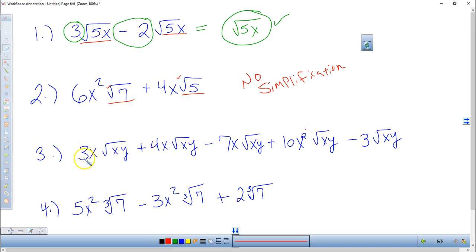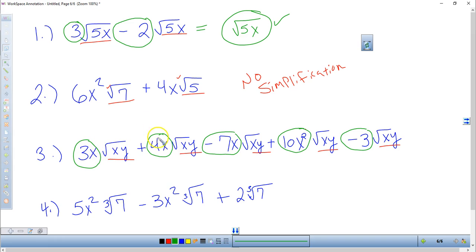Okay, so 3x root xy, got a bunch of root xy's. Rule number 1, indexes, checked those. All of them match. Second thing, are all of these radicals the same? And the answer is yes. They're all the same. And because they are all the same, that means that I can combine them. So I need to combine a 3x with a 4x with a negative 7x with a 10x squared and a negative 3.